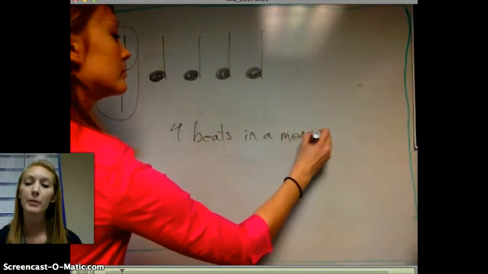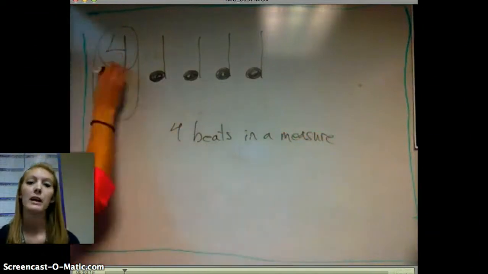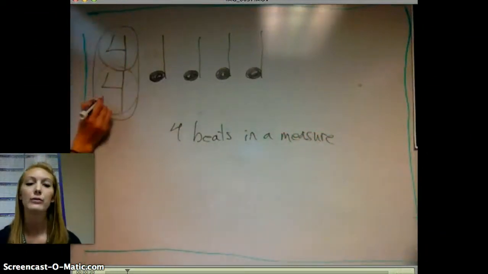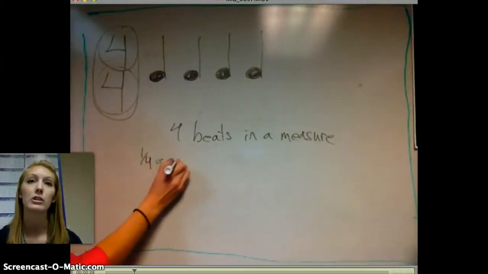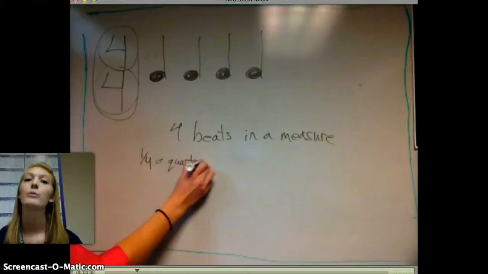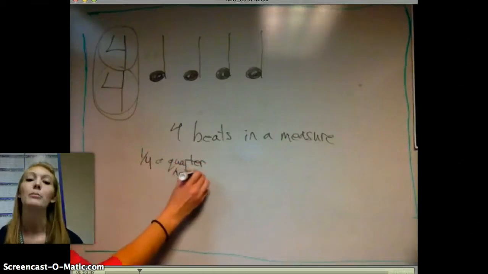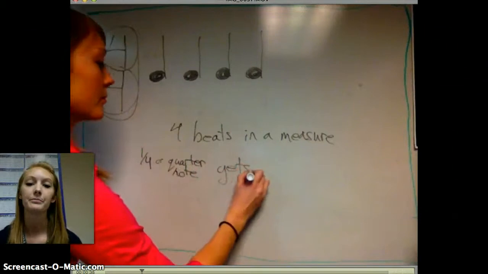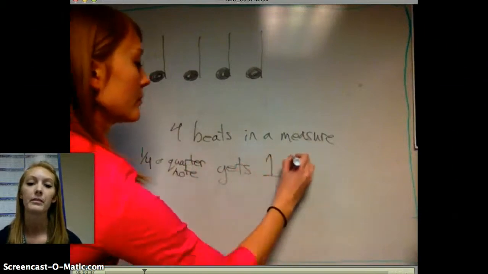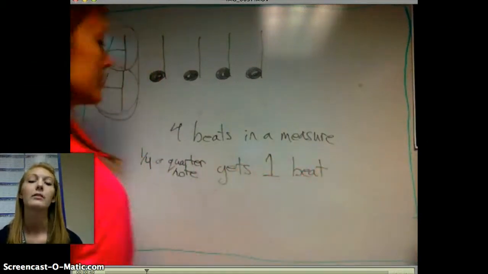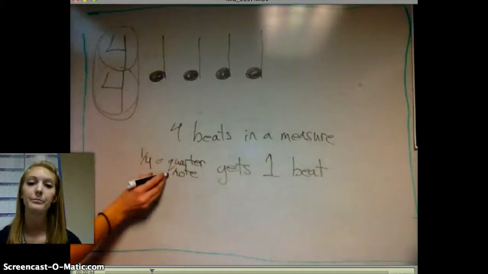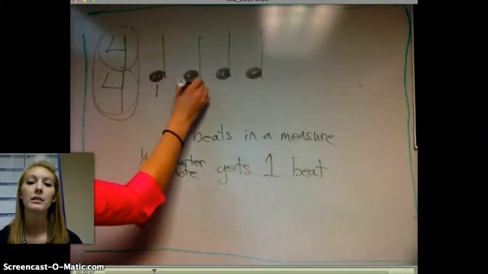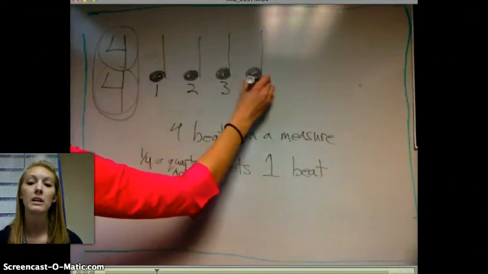Now the bottom 4 is a little bit more complicated, but I'll show you a way that I remember. I think of it as a fraction, and if I put a 1 over whatever's in the bottom, which in this case is a 4, I think of it as a fraction, 1/4 or a quarter, which reminds me that a quarter note will be 1 beat. Therefore, in every measure, we could have 4 quarter notes. So if we were to count this, we would just put 1, 2, 3, 4.